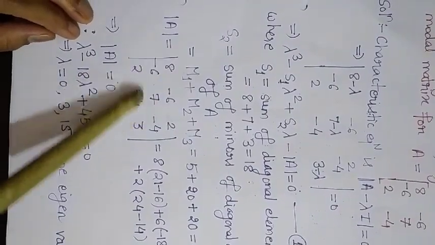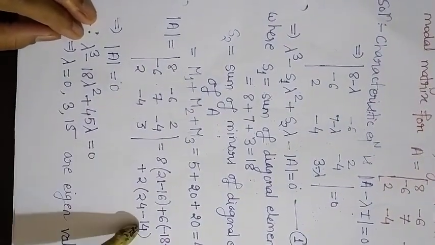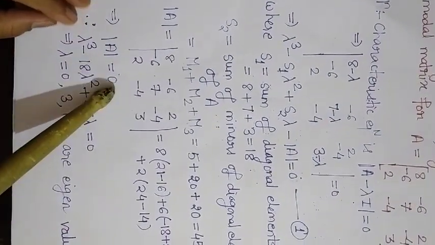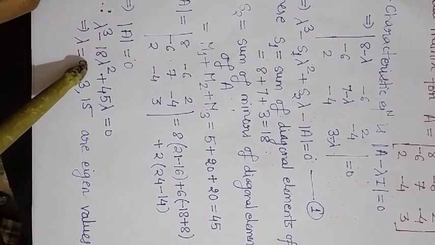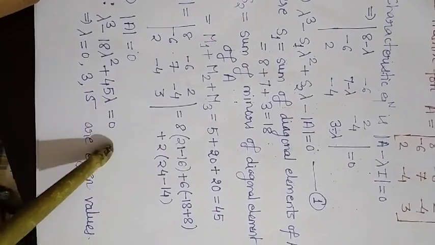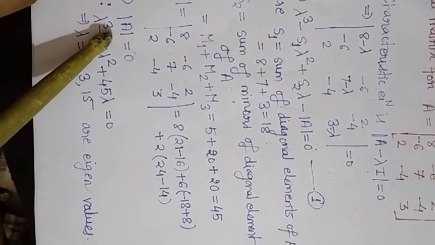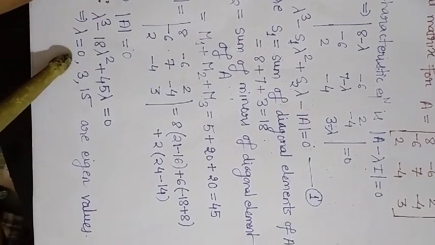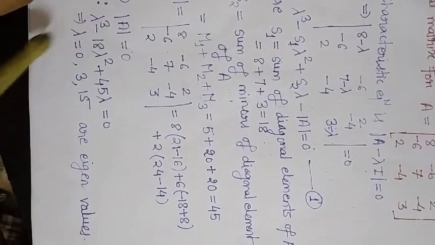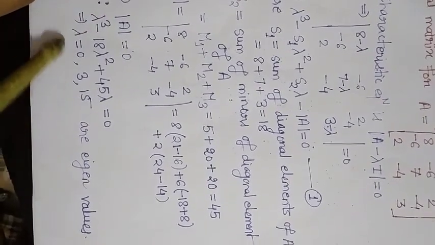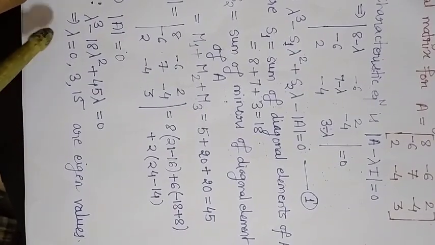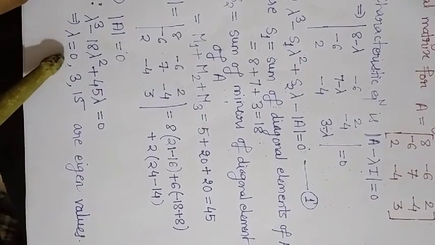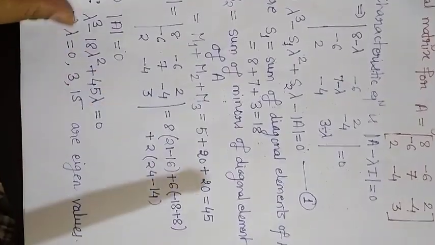Now the determinant of A is, simplify it in the same manner, equal to 0. Therefore lambda cube minus 18 lambda square plus 45 lambda equal to 0. As the power of lambda is 3, lambda must have 3 values. You can get these 3 values with the help of a calculator or by any process that you are familiar with. So you will get lambda equal to 0, 3, 15.